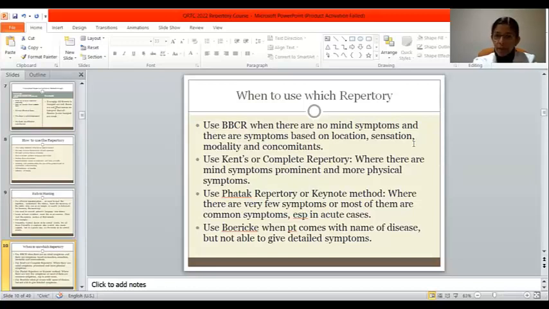Then when do you use Kent's repertory or complete repertory? When there are mind symptoms more prominent and more of physical symptoms. When do you use Phatak's repertory or keynote method? Where there are very few symptoms, where most of them are common symptoms. Phatak's repertory is used in acute cases more prominently. And when do you use Boericke's repertory? Boericke's repertory is used when the patient comes with the name of the disease and is not able to give many other details, and is coming only with the pathological generals.